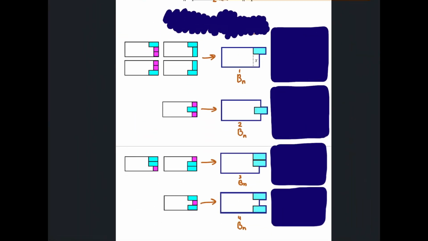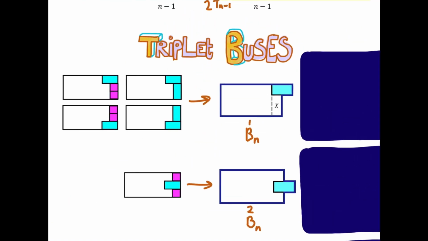The next 4 subcases are collectively referred to as triplet buses, because they're variations of the buses seen when deriving the n by 2 board in my project last year, as well as briefly explained in my project this year.